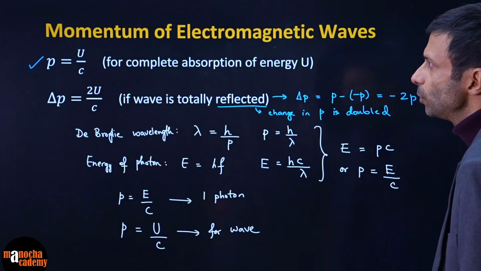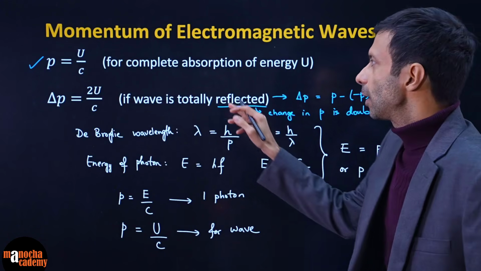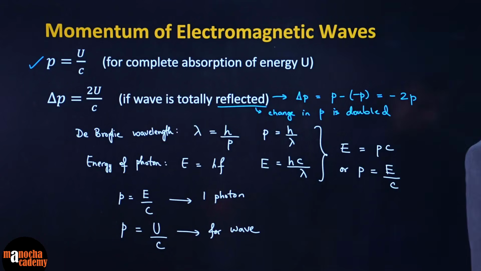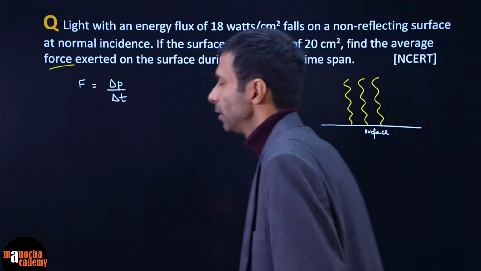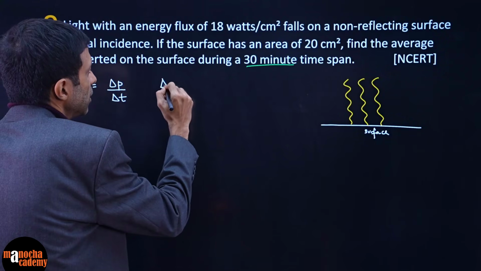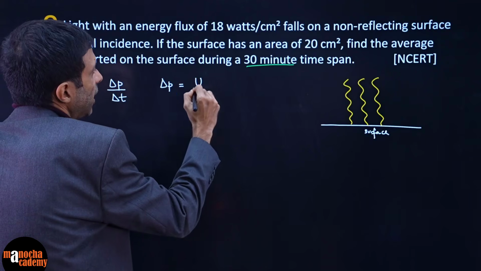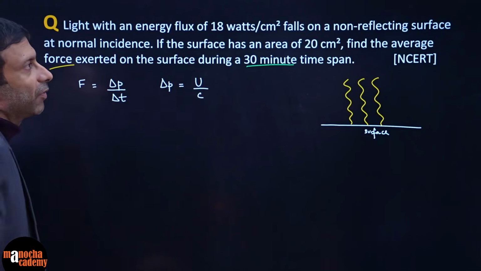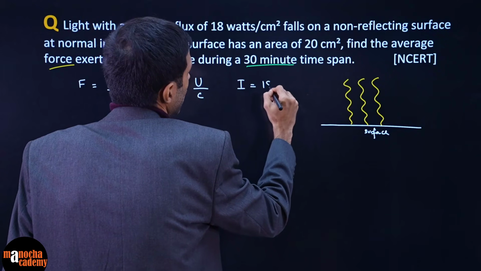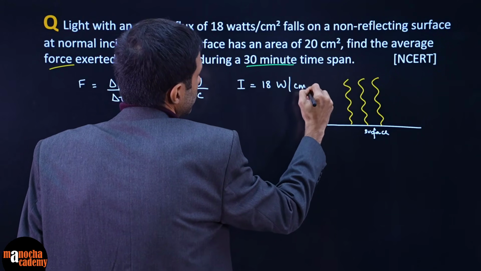That means we have to go to this momentum formula. For completely reflective, we use 2u by c, otherwise we use u by c. So we have to use the momentum formula. Clearly I have to work out the change in momentum, which is u by c. But I have been given intensity, I, which is 18 watts per centimeter square.